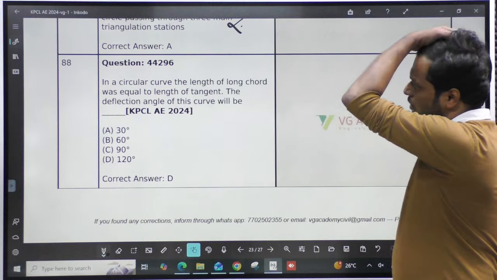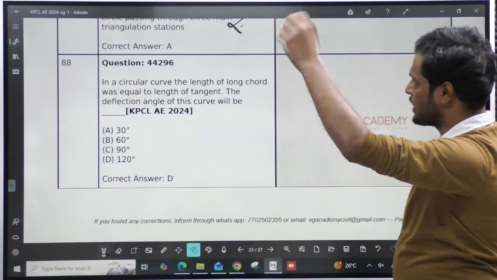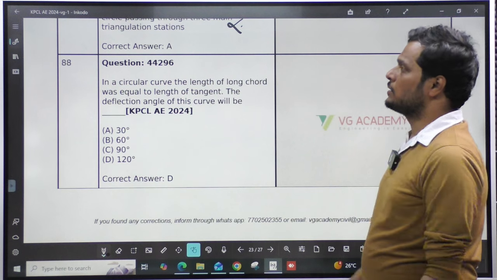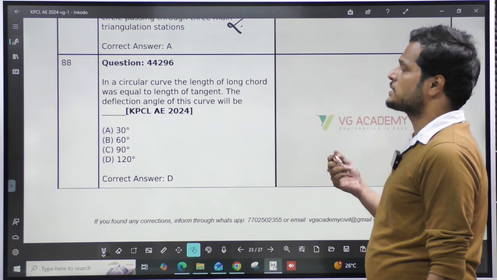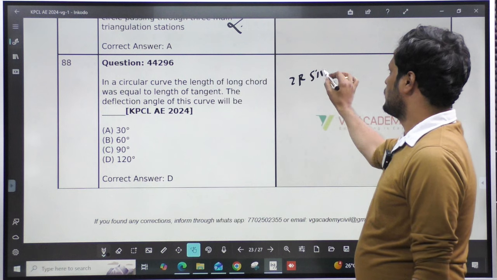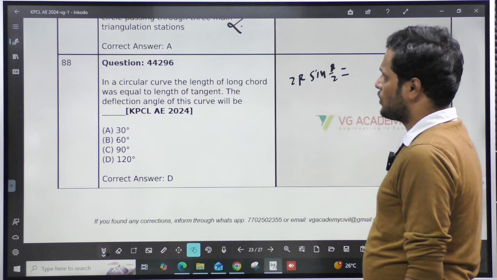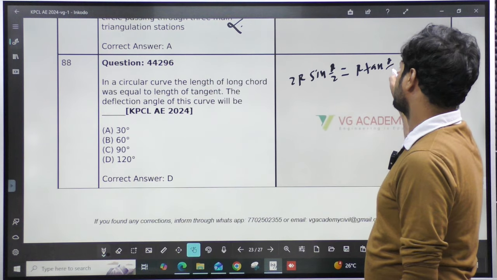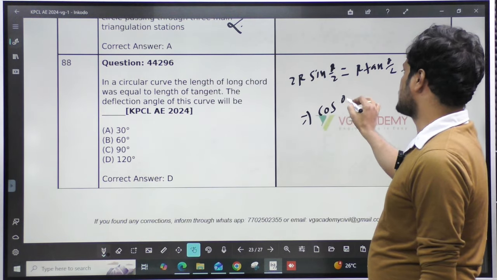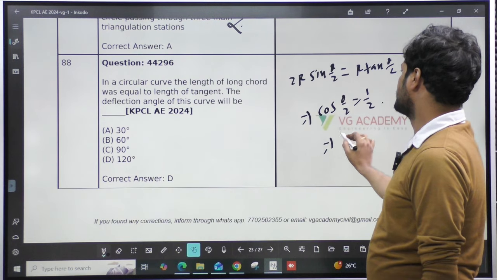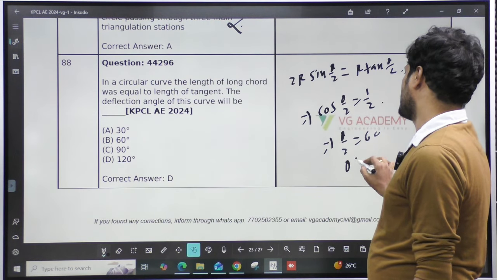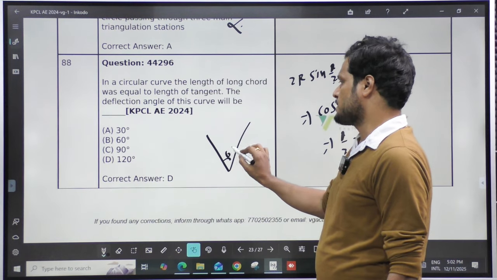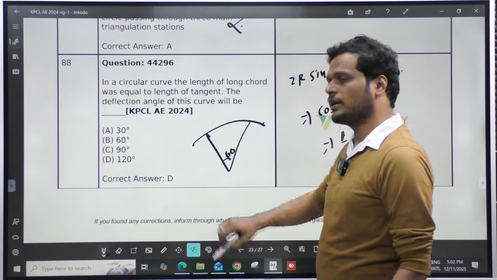In a circular curve, the length of the chord is equal to the length of the tangent, the deflection angle of this curve will be. Length of the chord means 2r sin theta by 2, and tangent length is r tan theta by 2. So which gives you cos theta by 2 equal to 1 by 2. So theta by 2 is 60, theta is 120. So this theta is not the deflection angle. This is the central angle, which will finally equate to the deflection angle.